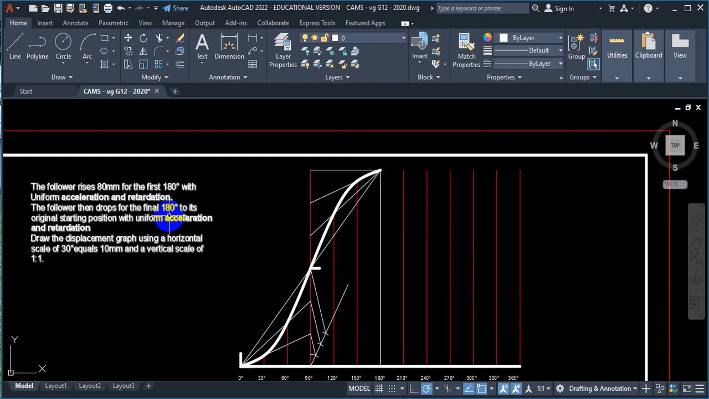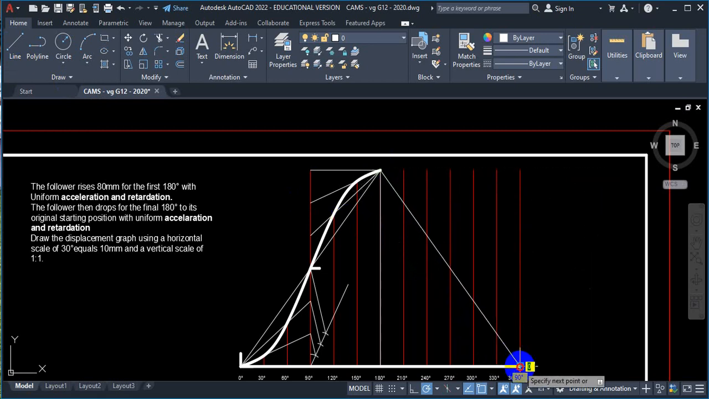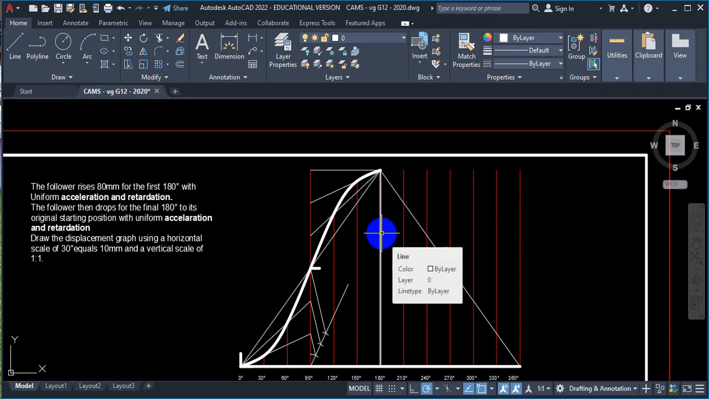It then says the flower drops for the final 180 to its original position with a uniform acceleration and retardation. We're still going to be repeating the very same thing. But first, what needs to be done, you need to draw a line from top to the bottom. Then you count here. This is 0 line, all right? Because we're starting here at 0.